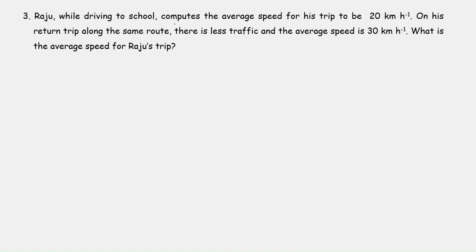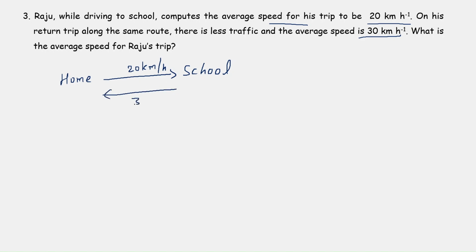Raju, while driving to school, computes the average speed for his trip to be 20 km per hour. On his return trip along the same route, there is less traffic and the average speed is 30 km per hour. What is the average speed for Raju's trip? So if you consider he starts from home to school, while going to school he will maintain the speed as 20 km per hour. While coming back, he will maintain the average speed of 30 km per hour. Okay, so now what we have to find out? Average speed.